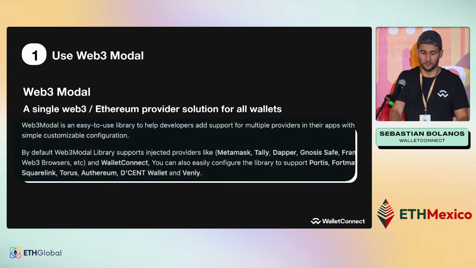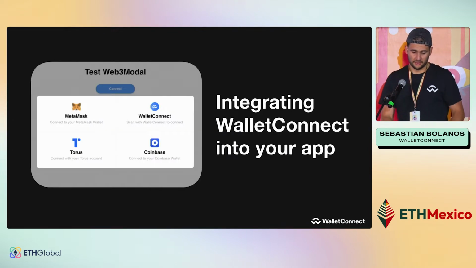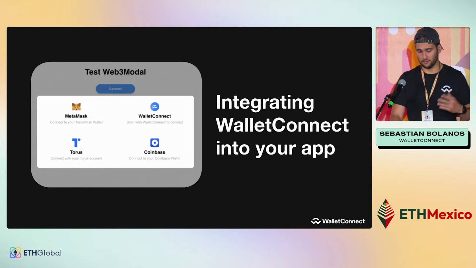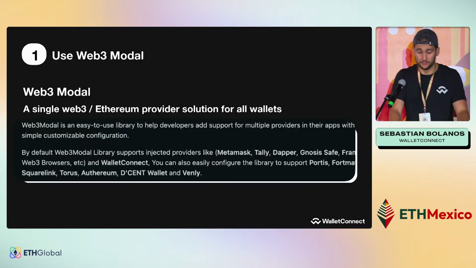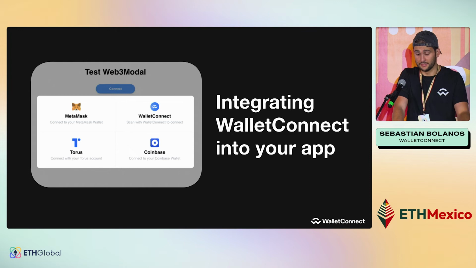This is the Web3 model, and basically it's just a single provider that you can see here in this image that gives you the ability to either use MetaMask, WalletConnect, Torus, Coinbase. It basically allows you to use any Web3 provider with just a single NPM package. So if you want to develop a dApp that is enabled with WalletConnect, you would use this NPM package.